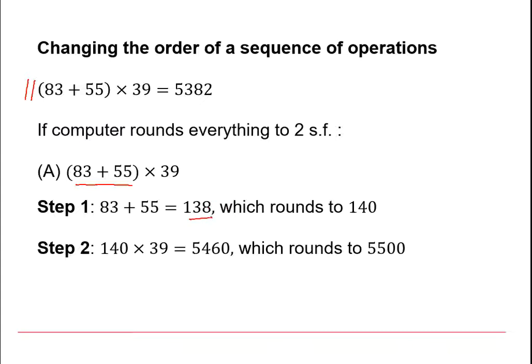So that gives 138, and then because everything's got to be rounded to two significant figures, that gives us 140, and then that 140 has to be multiplied by the 39, and then we round that answer to two significant figures again to give 5,500.